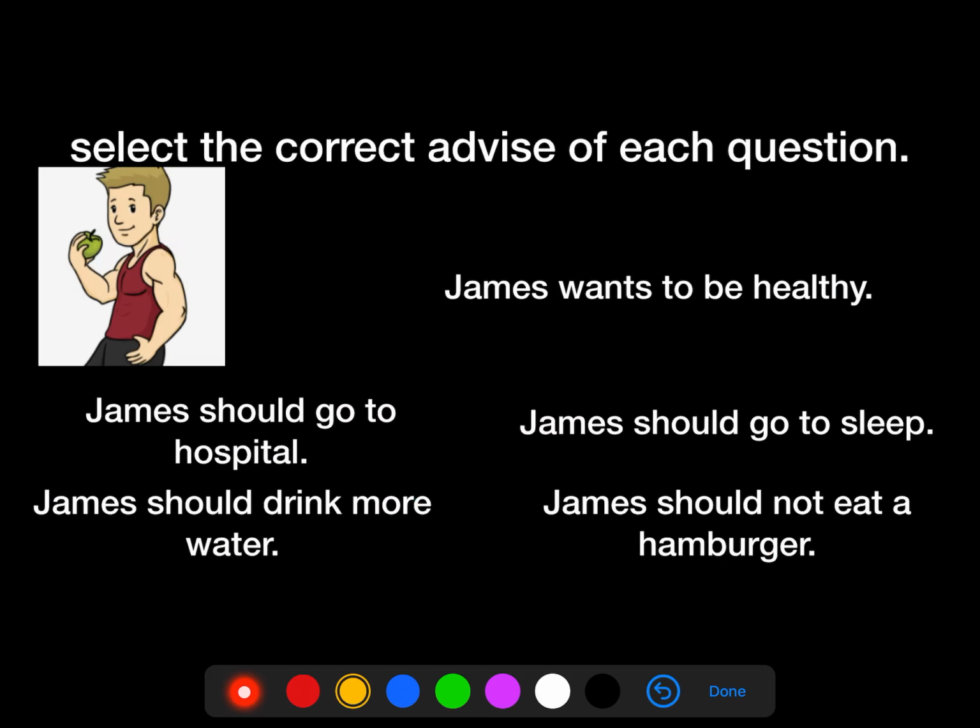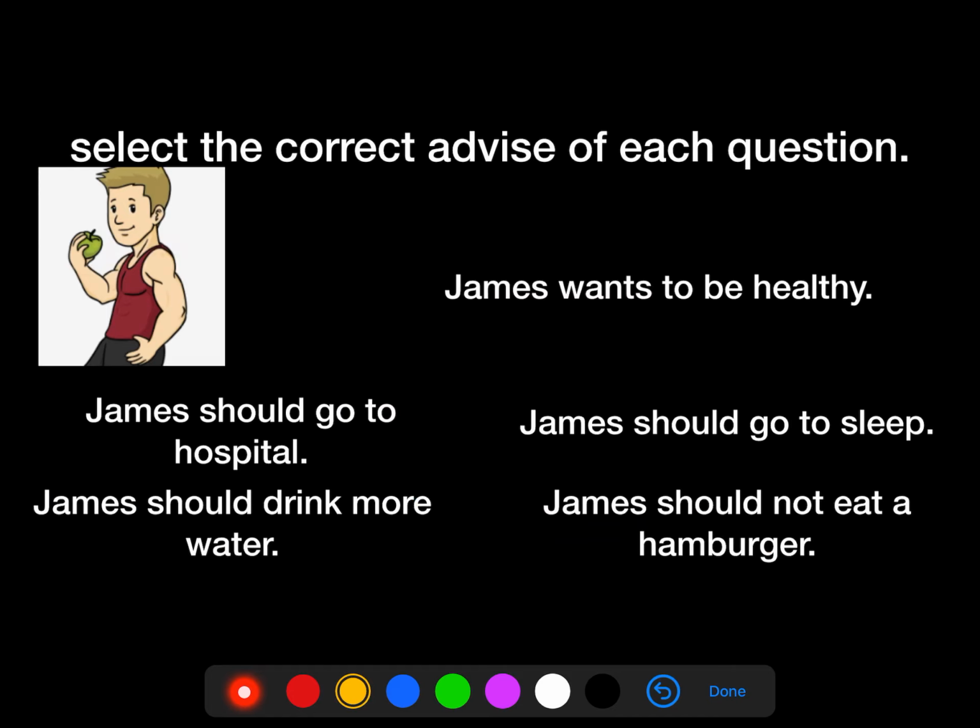Okay, next one. Select the correct advice of each question. Let's read the sentence. James wants to be healthy. Healthy means you're not sick and you're really healthy and you're really strong. Your immune system is really strong. Nothing is wrong. So, James wants to be healthy. Then, what should we do?